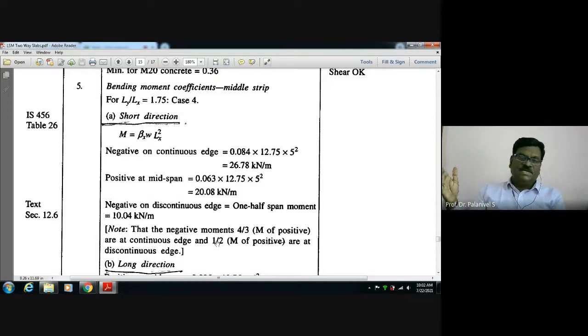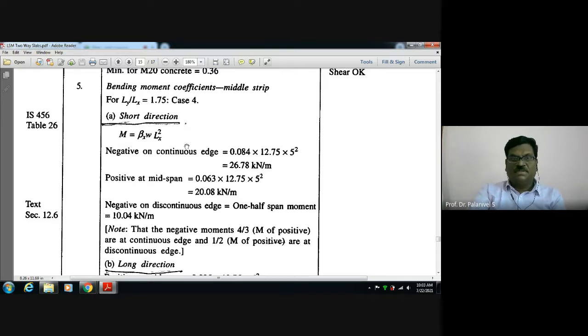At the continuous edge you get a moment almost 4/3 of the positive moment. Keep it in mind, it is a thumb rule. At the discontinuous edge you get a moment slightly below, or at least equal to, half of the positive moment. So the determination of that positive moment is very important. Once you know the positive moment at midspan in that kind of slab, you can get the bending moment at a continuous edge, which is 4/3 of the positive moment, and at a discontinuous edge, 1/2 of the positive moment. This is the thumb rule.